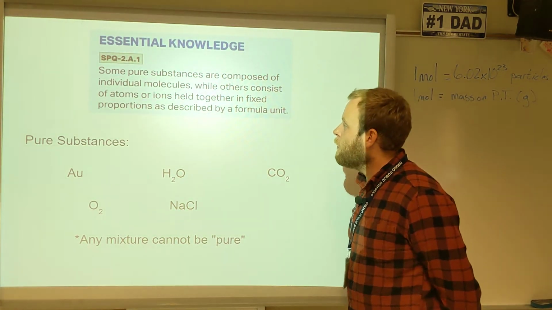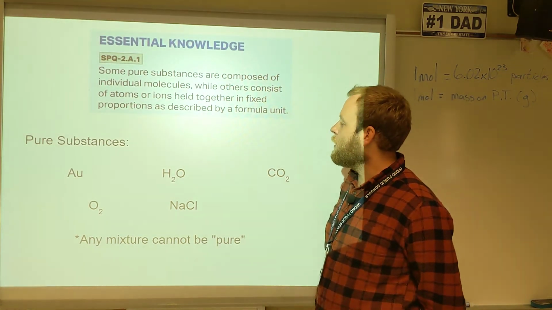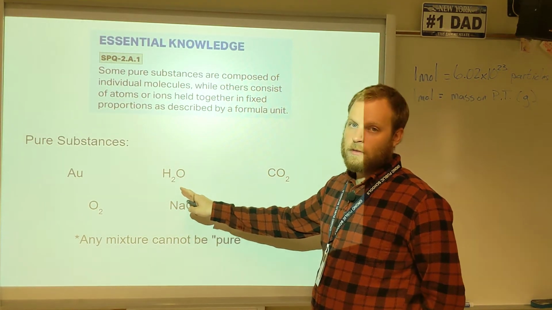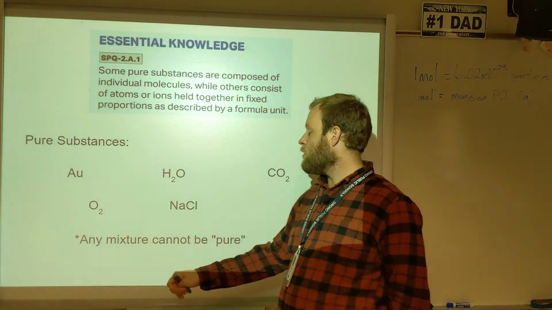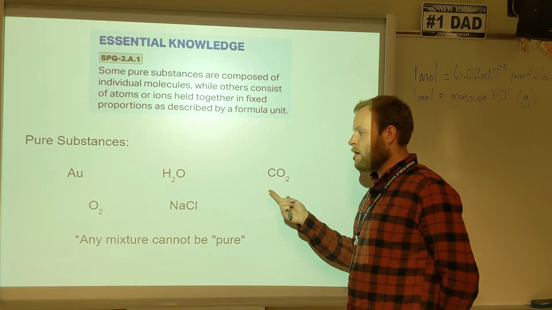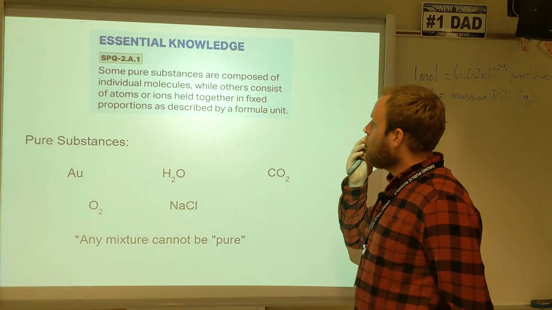So in fixed proportions, held together, like water, is a pure substance because it never changes. You can have pure water. Gold, you can have pure gold. Oxygen, you can have pure oxygen. Carbon dioxide, you can have pure carbon dioxide. Salt, you can have pure salt.